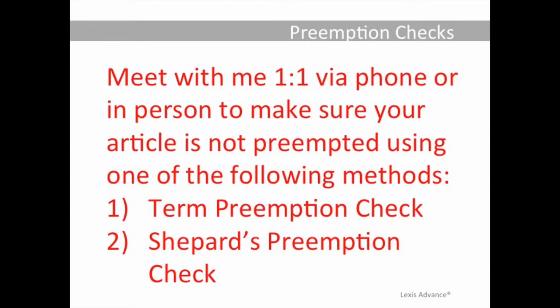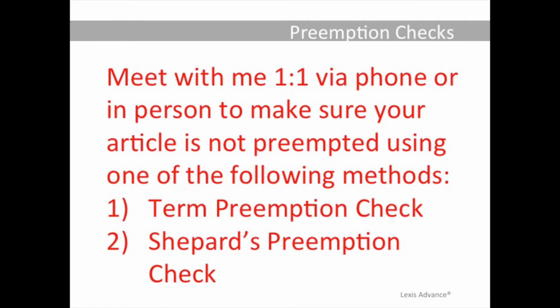You either have or soon will be receiving an email from either myself or one of the people on your editorial board giving you options of dates and times to sign up for one of these one-on-one preemption checks. So just make sure that you sign up for one of those time slots. If you missed that time period, get in touch with me. My contact information is on the Law School homepage, and we can either do a phone call or meet in person, and I can do a preemption check meeting with you. They last about 20 minutes or so.